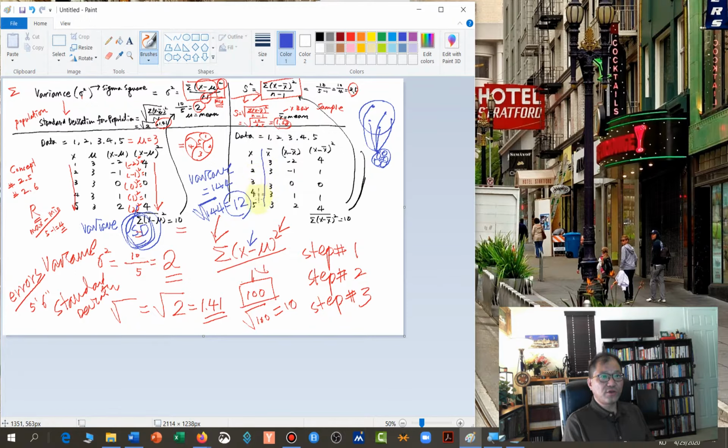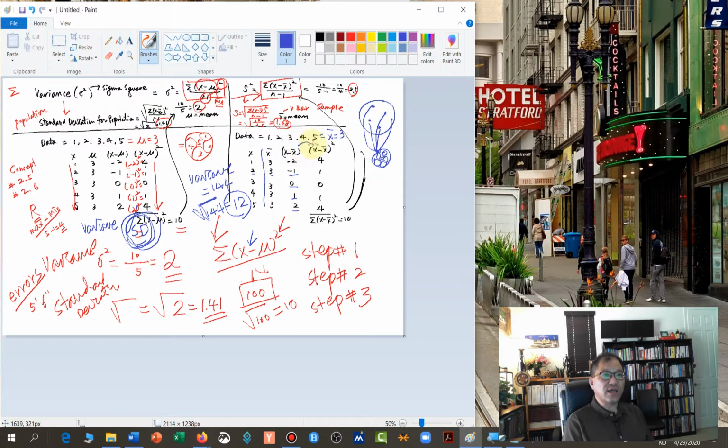You have 1, 2, 3, 4, 5. The mean for the sample data is 3. The average is 3. So x minus x bar: 1 minus 3 equals negative 2. 2 minus 3 equals negative 1. 3 minus 3 equals 0. 4 minus 3 equals 1. 5 minus 3 equals 2.